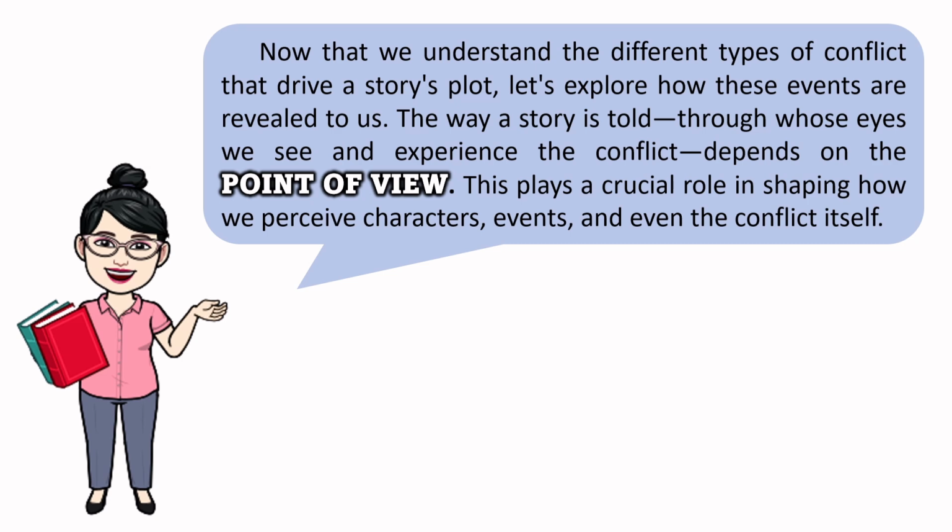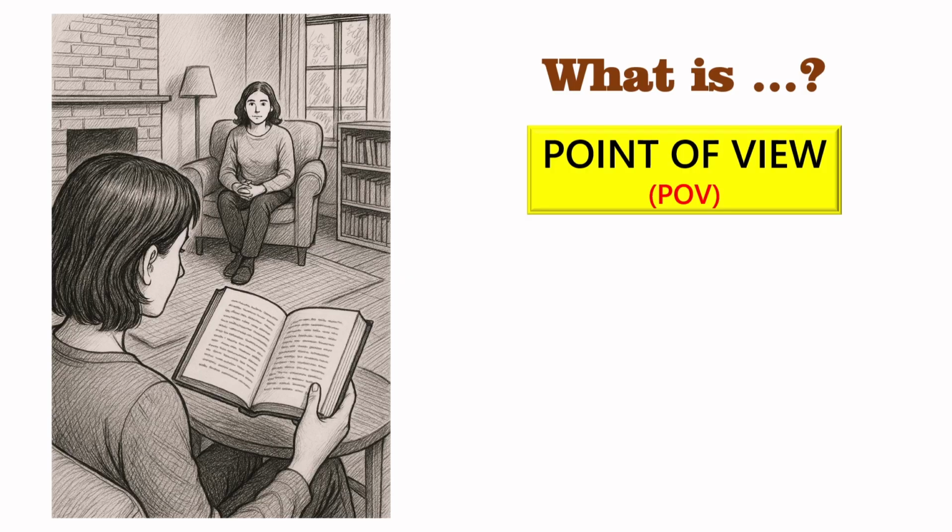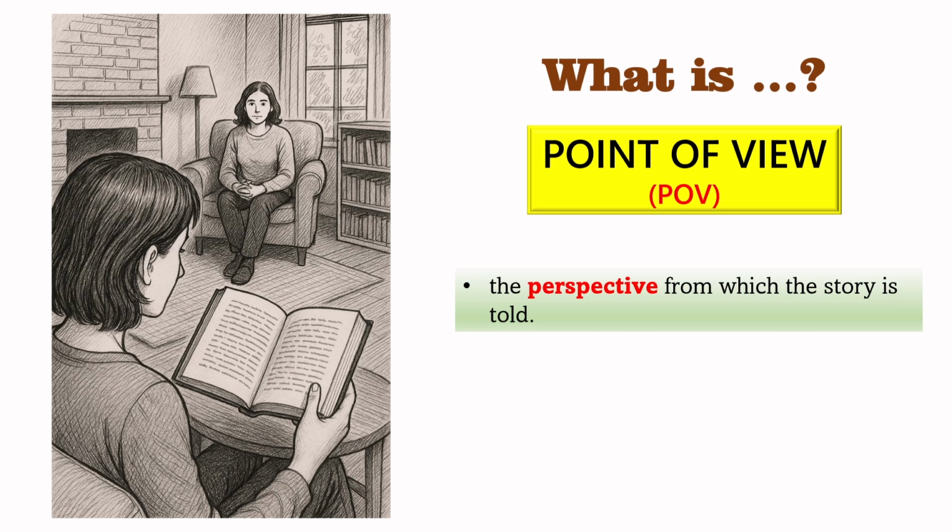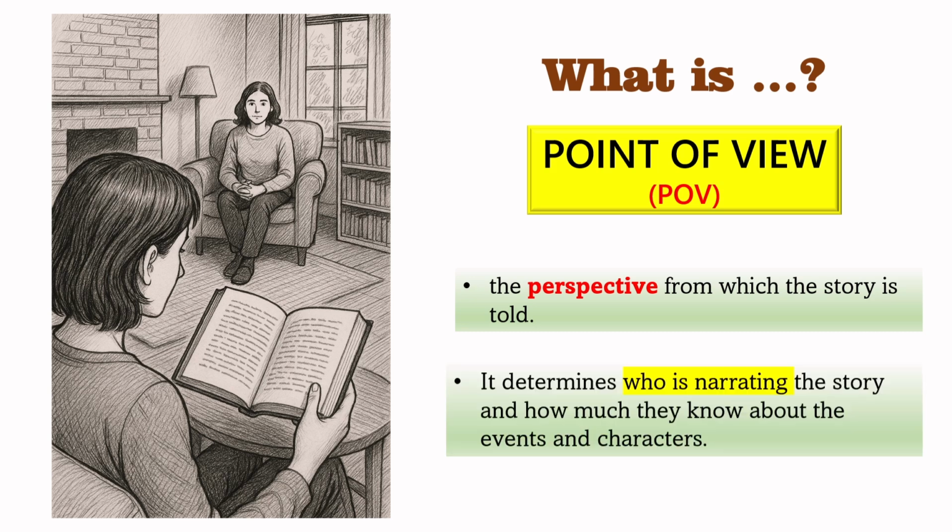Now that we understand the different types of conflict that drive a story's plot, let's explore how these events are revealed to us. The way a story is told, through whose eyes we see and experience the conflict, depends on the point of view. This plays a crucial role in shaping how we perceive characters, events, and even the conflict itself. Point of view in a short story refers to the perspective from which the story is told. It determines who is narrating the story and how much they know about the events and characters.